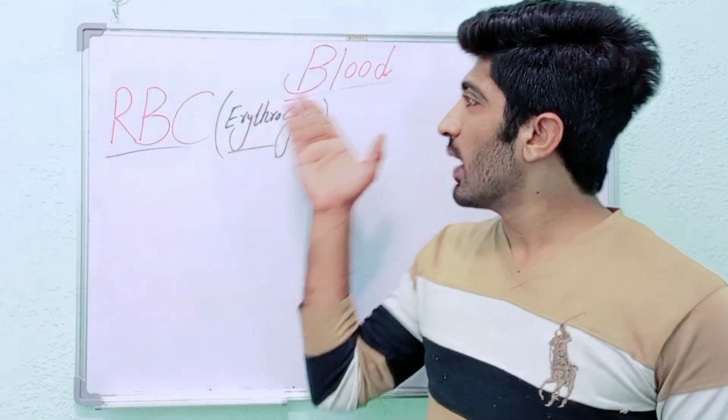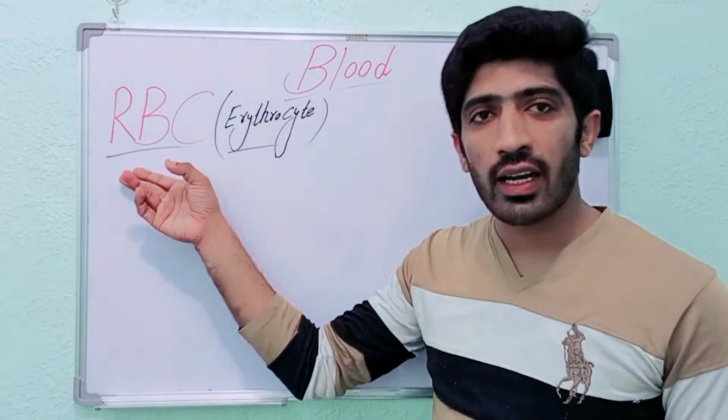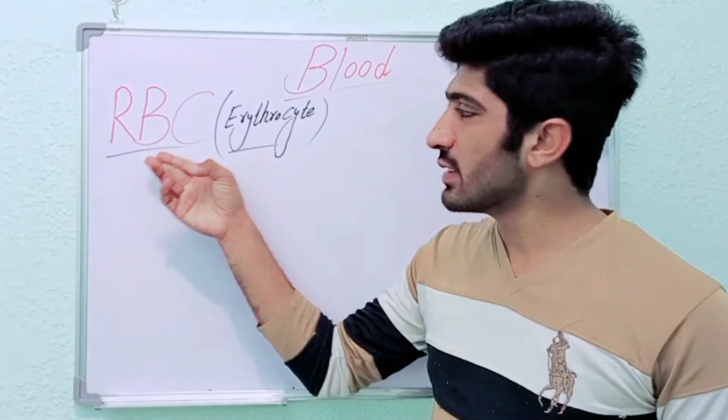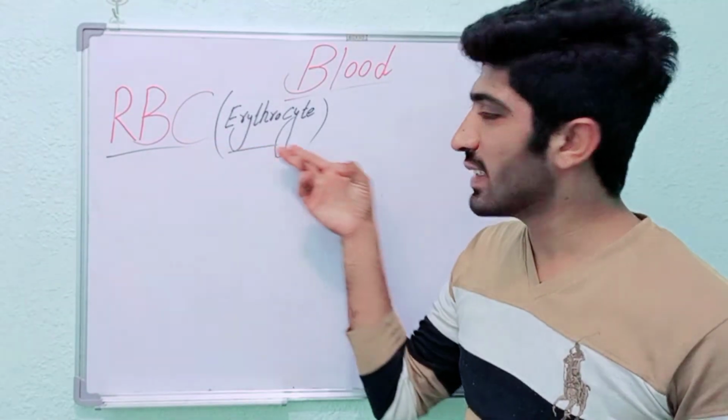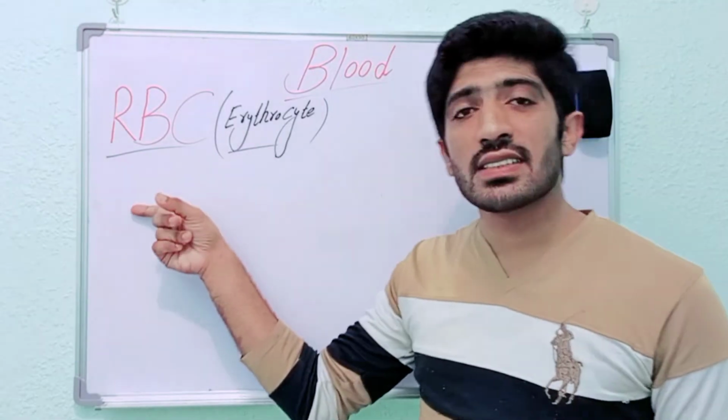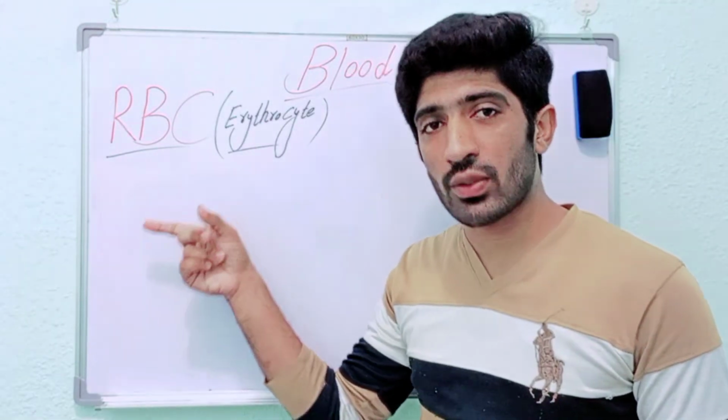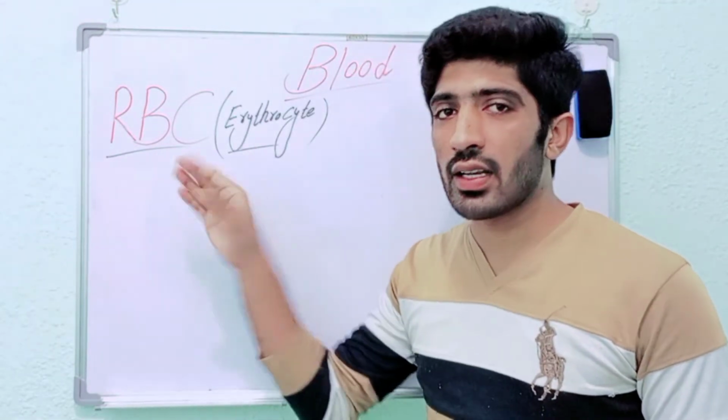Hello everybody, Dr. Vakas. In the series of blood lectures, we are going to talk about RBCs, red blood cells. The second name of red blood cell is erythrocyte. Students, RBCs are non-nucleated components which circulate in human beings and all the vertebrates.